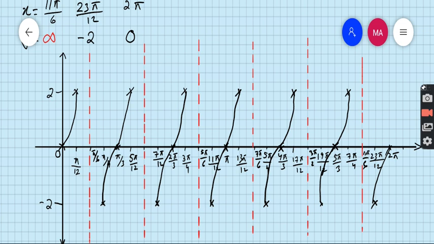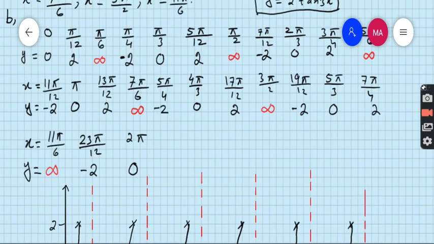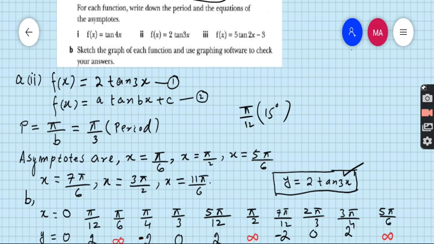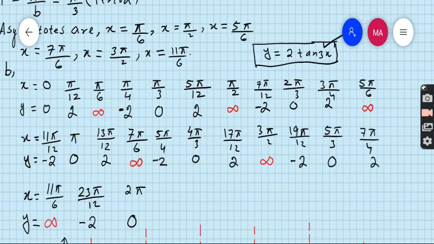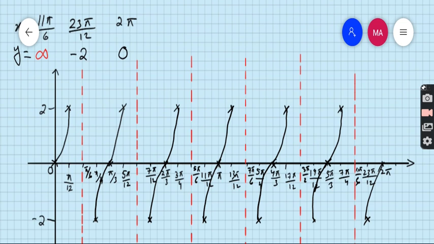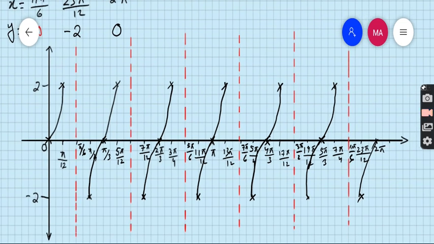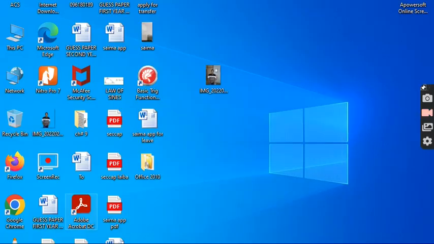What is the next requirement of the question? Look carefully at part B. Sketch the graph of each function. I have sketched. And use graphing software to check your answer. This is your graph, and if you compare it with your graphing software, does this graph look like the graph which you drew by software? Okay, I am going to check.